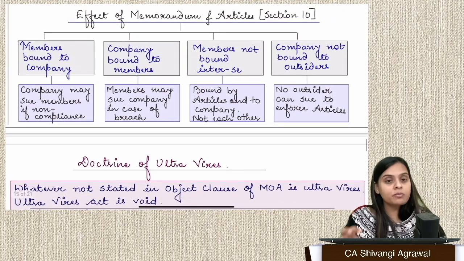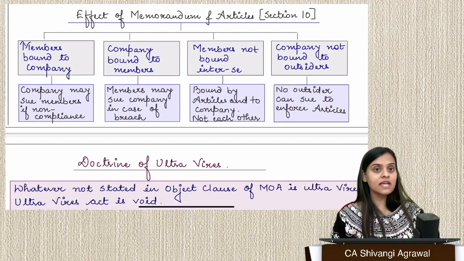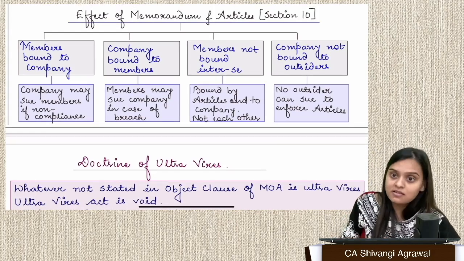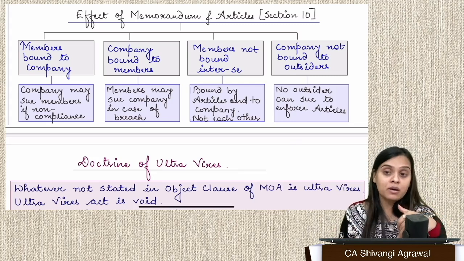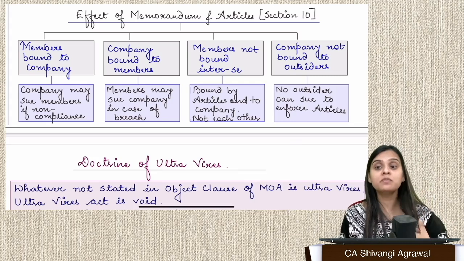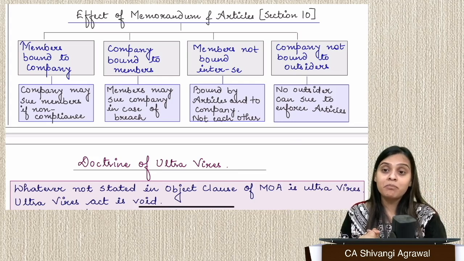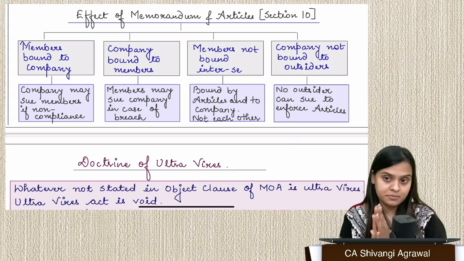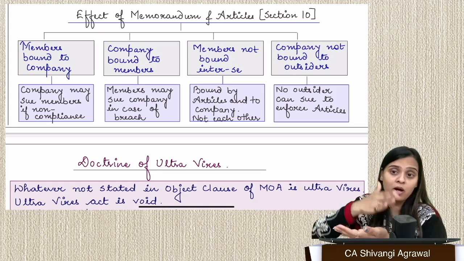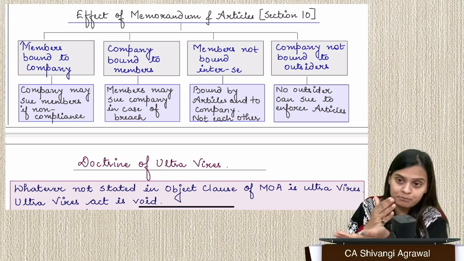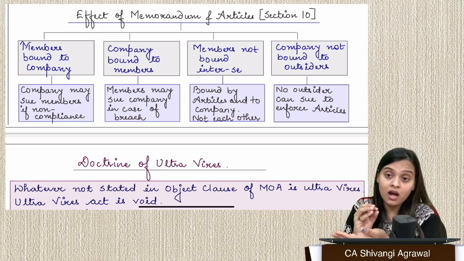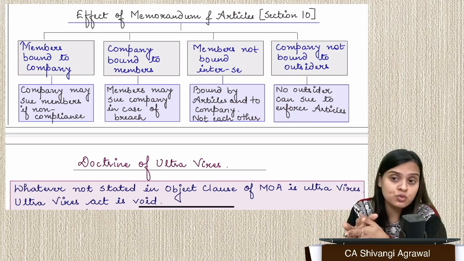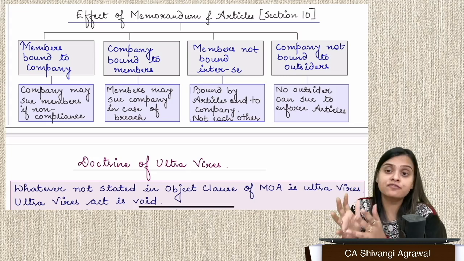Now, once your memorandum and your articles are registered with the ROC, they become public documents, right? And once your company is incorporated, the memorandum and the articles bind the members and the company. The company is bound to the members, and the members are bound to the company. The company is bound to the members means if the company says we are not going to forfeit your shares unless we give you two notices, they are bound by their words. They have to give two notices.